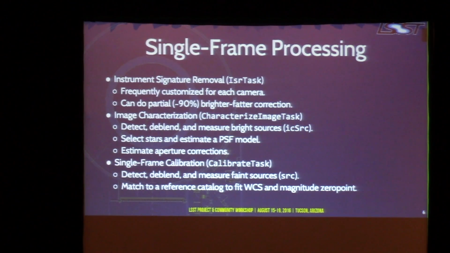Next up is what we call image characterization. That's basically PSF modeling and some other things needed to support PSF modeling, like finding the stars you'll use to do PSF modeling. And then we do calibration, in which we match to an external reference catalog, compute the initial WCS solution, the image registration, and do an initial photometric calibration.